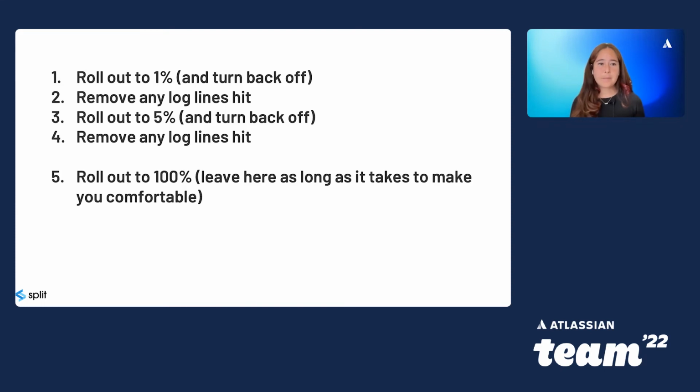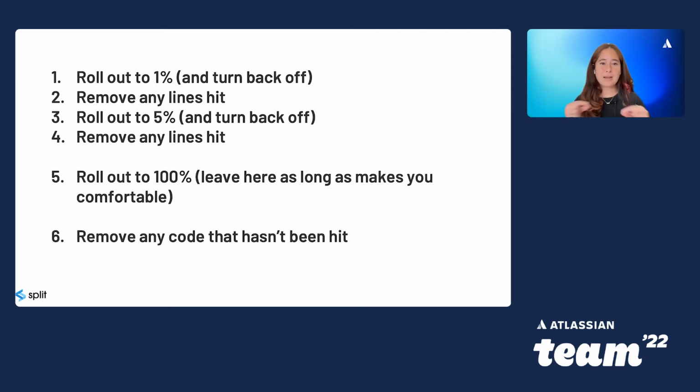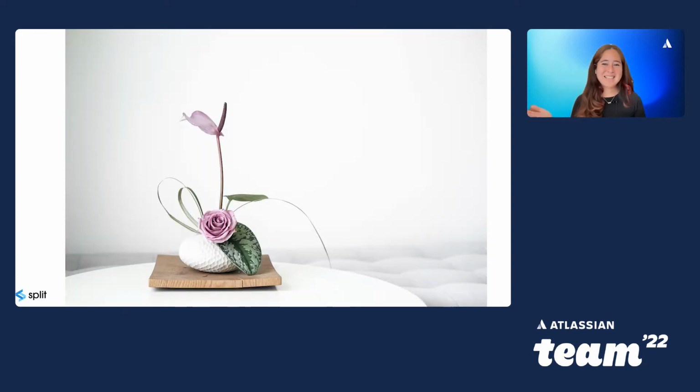So at this point, you can just roll it out to 100% and leave it here, as long as it makes you comfortable, checking your logs every so often, right? Maybe this is a couple of weeks, maybe this is a couple of months, maybe this is a year, whatever it is, depending on what your product is and how important it is to make sure you don't delete functionality, right? So leave it here until you're comfortable removing it. And then at this point, any of those log lines that are still there, that code is never getting hit. So you can go ahead and remove that code and remove that code, right? Because you can assume that it's dead. So now we have a nice clean code base.